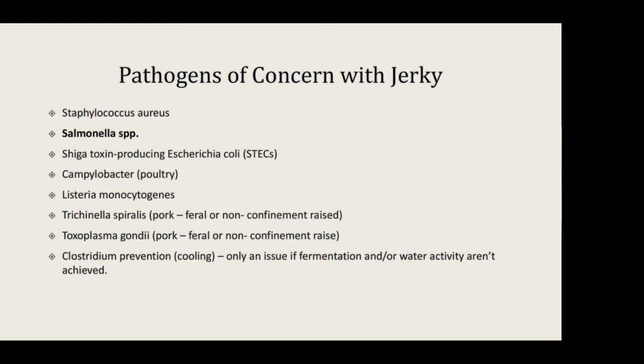Note that the Clostridial species is only a concern if fermentation and/or water activity and pH are not achieved before cooling. And if any Salmonella, STEC, or Listeria monocytogenes are found on RTE product, the product is considered adulterated under the Federal Meat Inspection Act or the Poultry Products Inspection Act, whichever is applicable. And as always, remember to conduct your own hazard analysis at your facility. These hazards on the screen are common biological hazards, but this is not an exhaustive list.